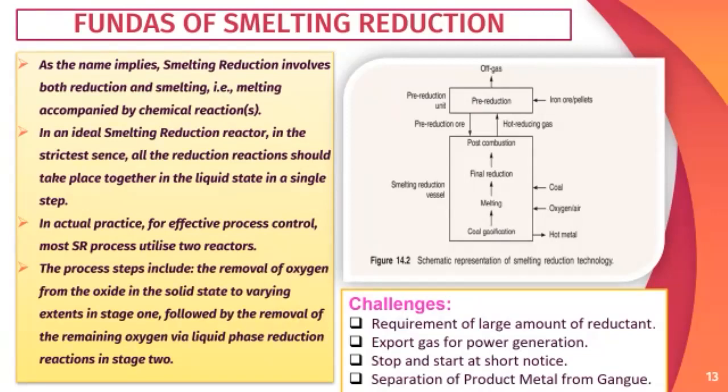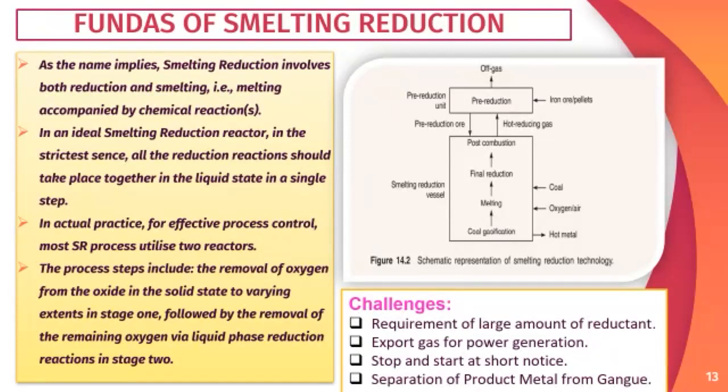Here is a schematic representation of smelting reduction technology, where the pre-reduction chamber is filled with iron ore pellets along with fuel, which undergoes combustion, and post this process, the final reduction takes place. Further, the charge is melted using blowers along with the presence of coal, oxygen, or air in the lower chamber, that is the smelting reduction vessel.